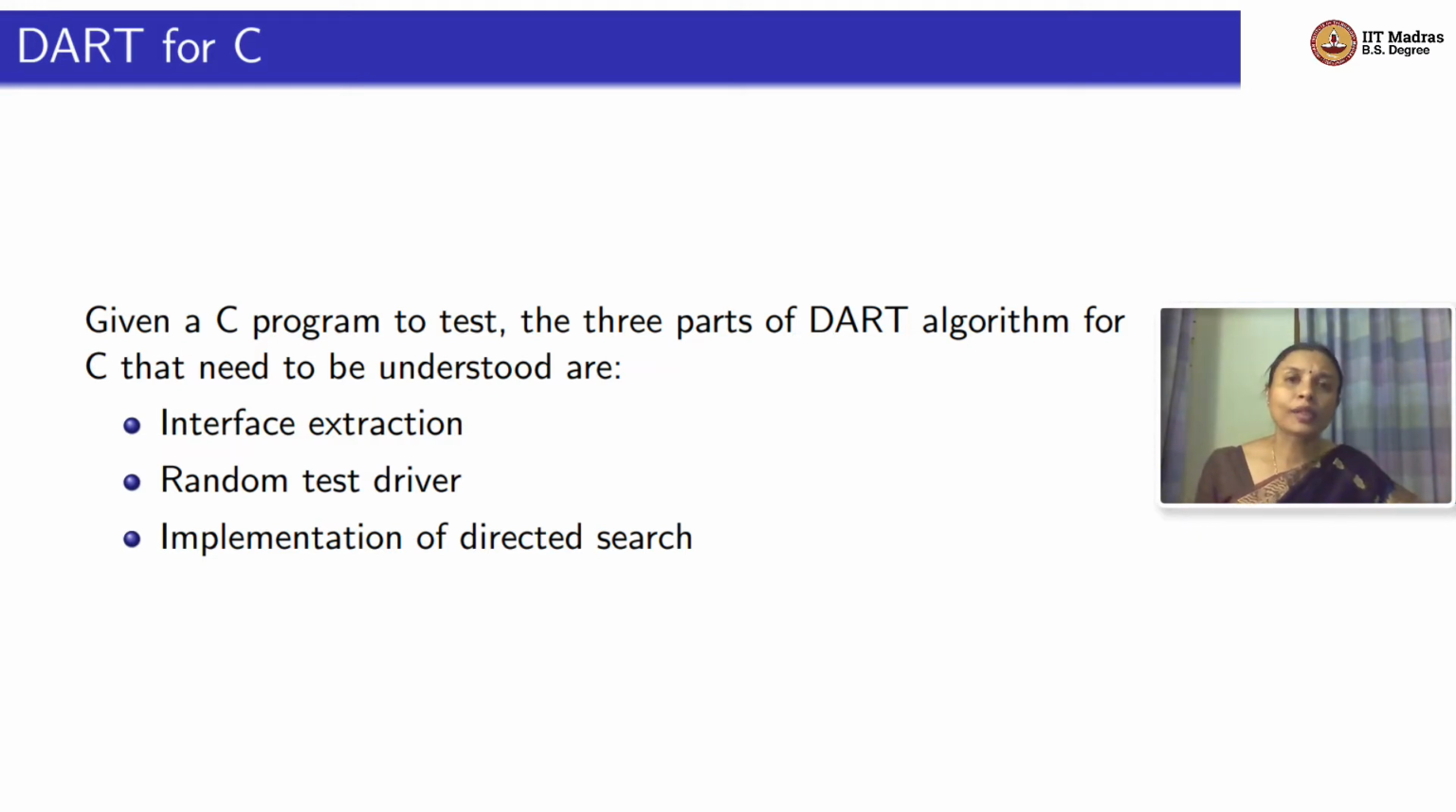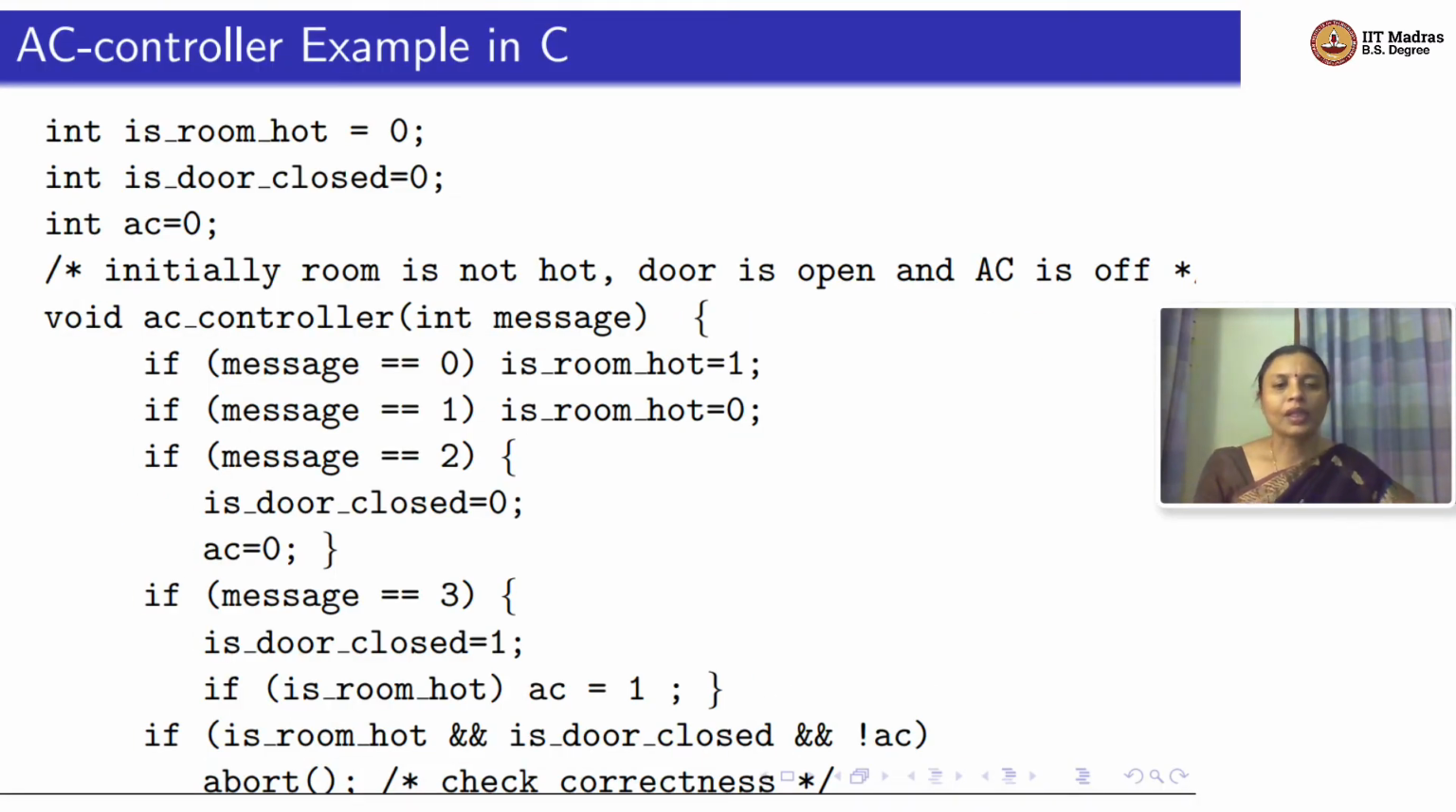Suppose we have to apply it to C programs. How do we do it? How do you extract the interfaces and know what the input values to a C program are? How do you randomly supply the input values? That is the test driver. And how do you implement a directed search? Obviously, you implement the algorithm that we learned, but we'll just illustrate it through an example.